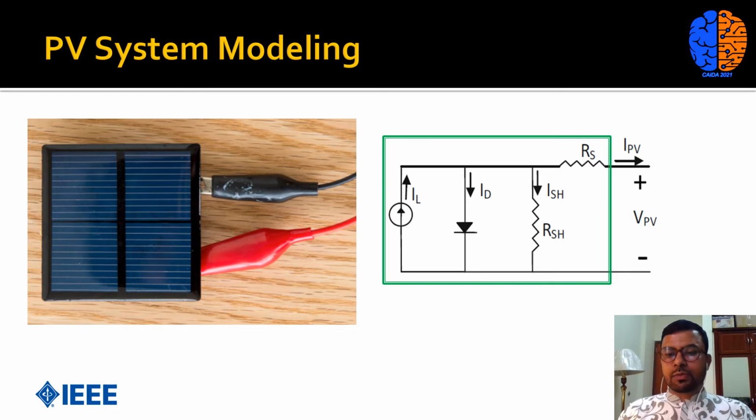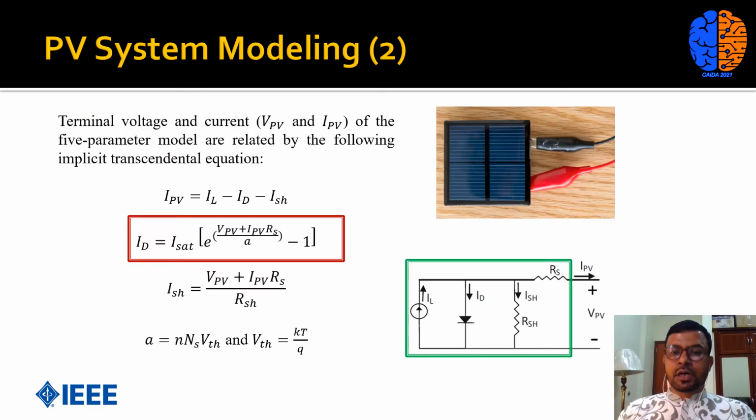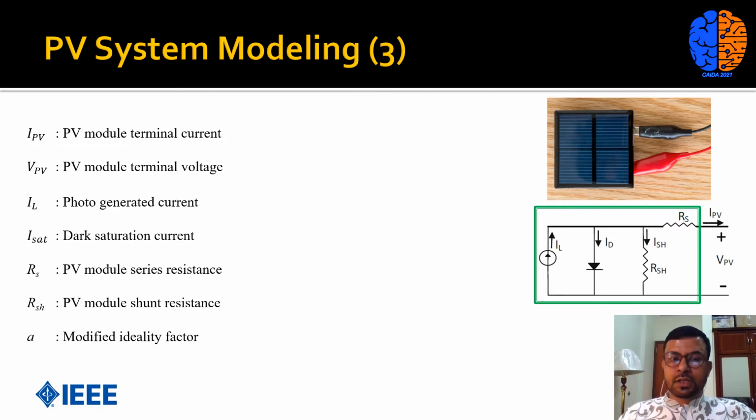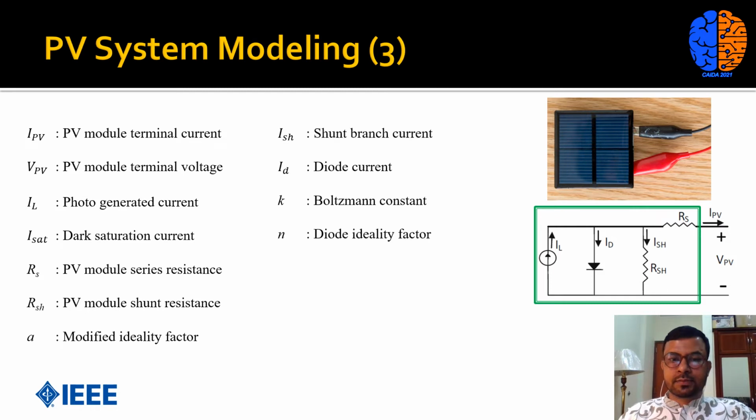Irrespective of the electrical model of the PV system, it gives us a current and a voltage. However, the 5-parameter model of the PV system can be represented by these equations, where IPV stands for the terminal current and VPV stands for the terminal voltage of the PV module. IL is the photo-generated current, ISAT is the dark saturation current, RS is the PV module series resistance, RSH is the PV module shunt resistance, and A is the modified ideality factor.